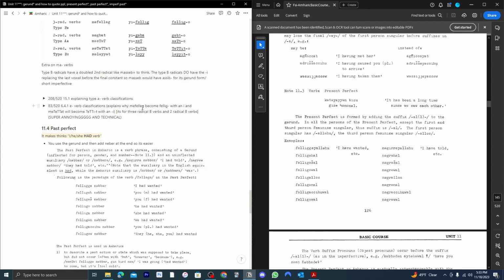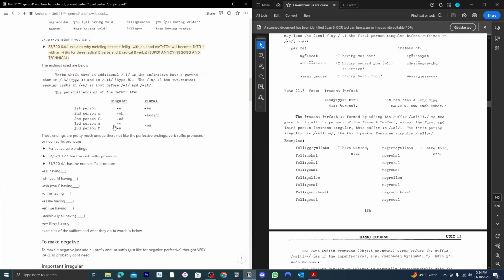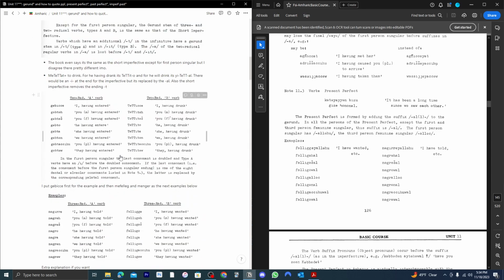Okay. This is also another chapter that explains why it goes from meffeleg, which has felleg, which would be kind of used for the perfective modifications, and why it becomes fellig, not eg. But I'm just gonna skip past that because you could just get by with this rule up here.